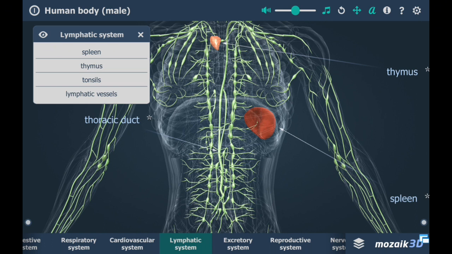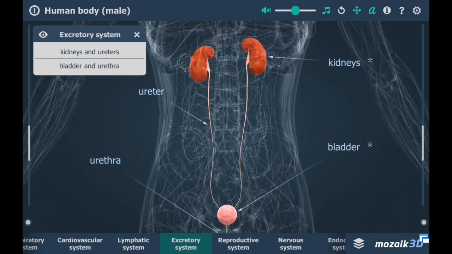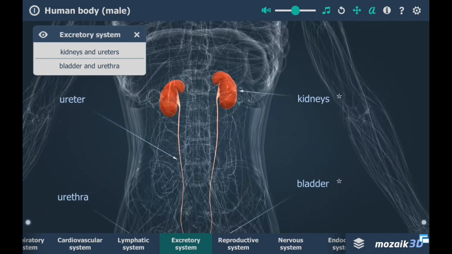And then next is the excretory system, which is the kidneys and ureters. The kidneys are full of nephrons. Wait, sorry guys. So where we were, we were on the nephrons.